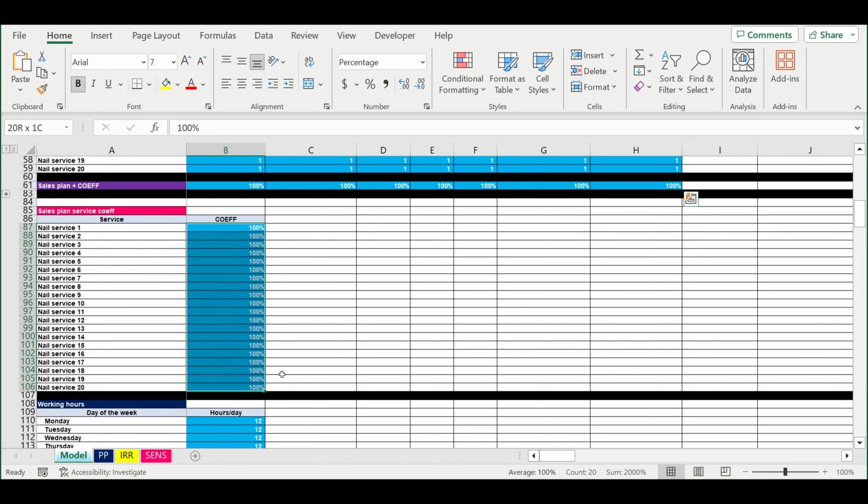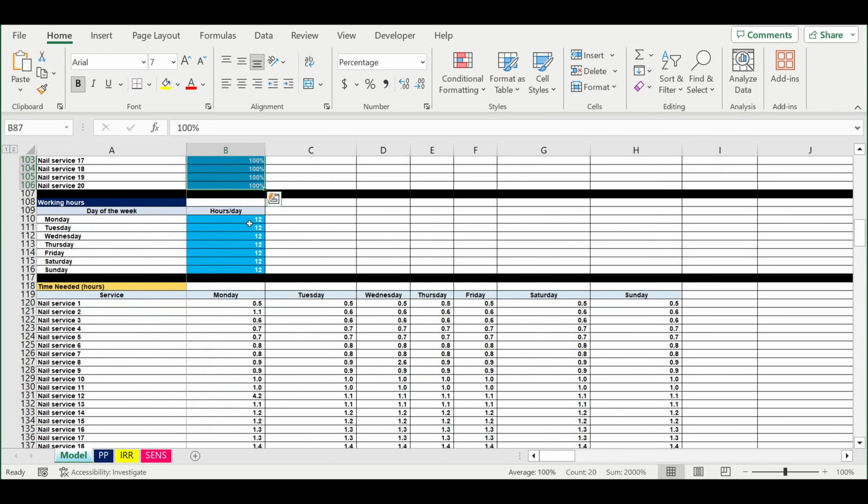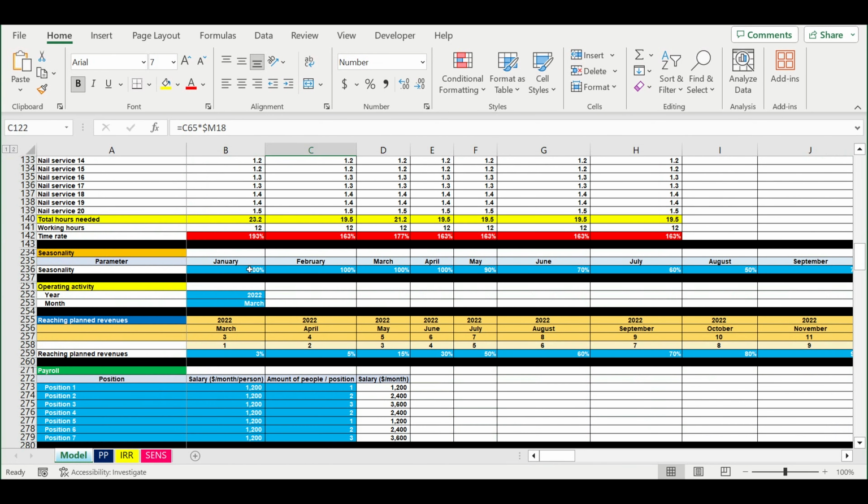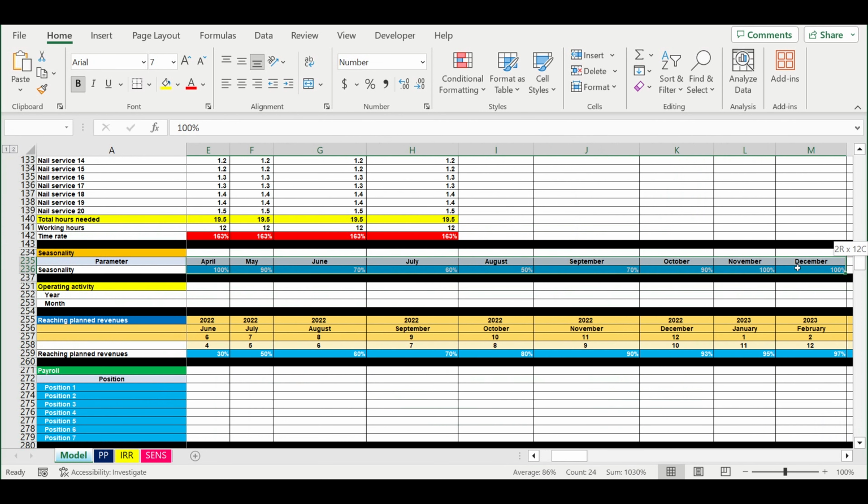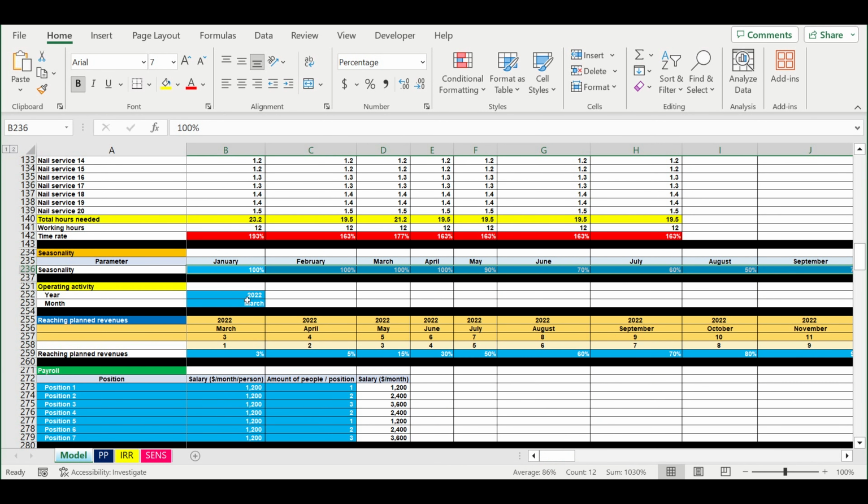Playing with inputs will give you the answers to simple but very important questions. How much money is needed? When is financing needed? What is the structure of financing? What is the profit? What is the profitability? What is the payback period? And many, many others.